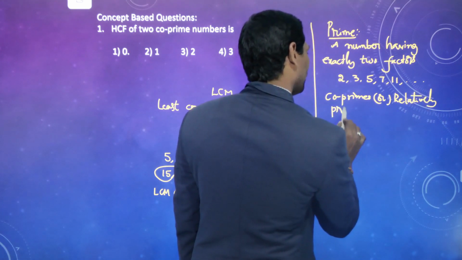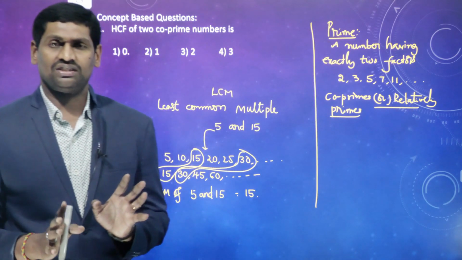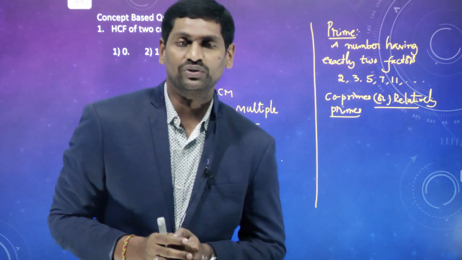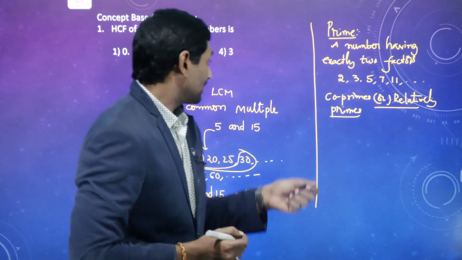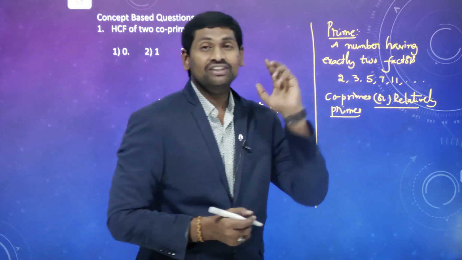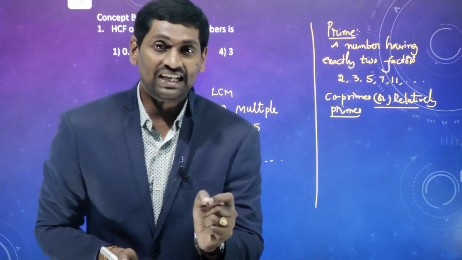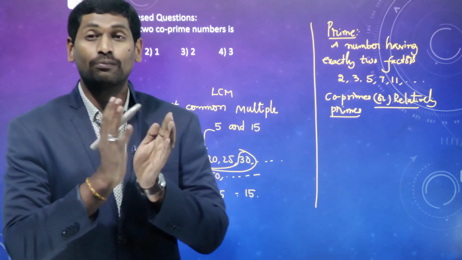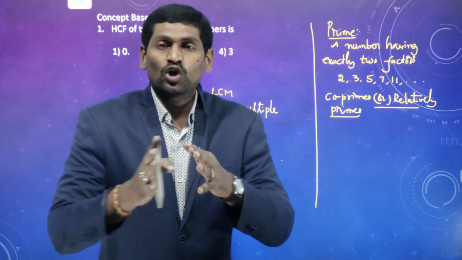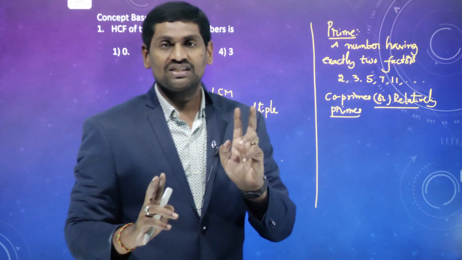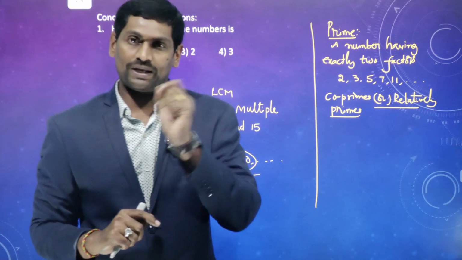Co-primes, or relatively prime numbers, means you can take any 2 numbers in the set of natural numbers. When you take any 2 numbers from the set of natural numbers, the common factor between the numbers is only 1. Such types of numbers are called co-primes or relatively prime numbers. So simply, there is no common factor between 2 numbers. Such numbers are called relatively primes or co-primes.